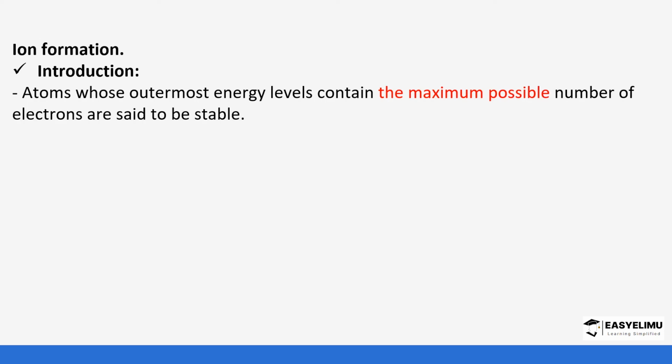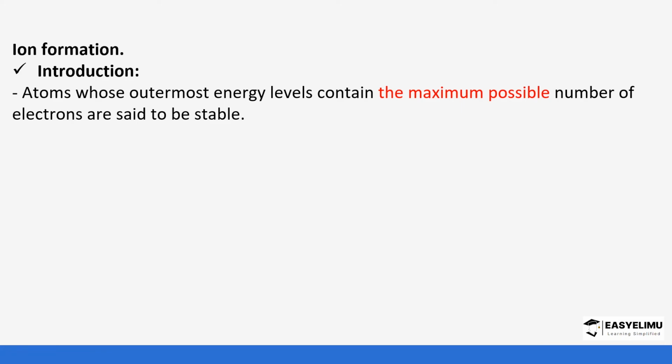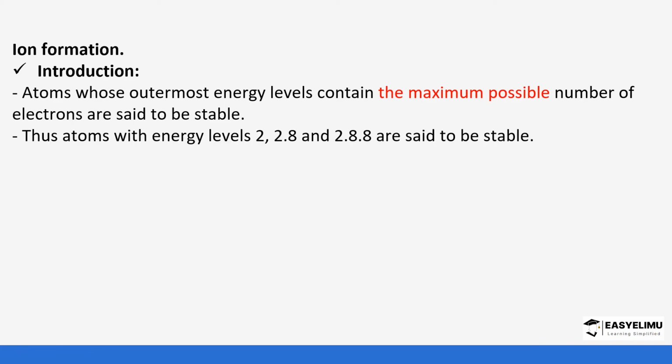So ions are usually formed when atoms are unstable. When we say that atoms are stable, we mean that they have the maximum possible electrons. Examples are when we have a maximum of 2 electrons in the outermost shell only, we have 2, 8, we have 2, 8, 8. These are three different elements that are said to be stable. They are stable because they have the maximum possible electrons in the outermost shell, as you can see.